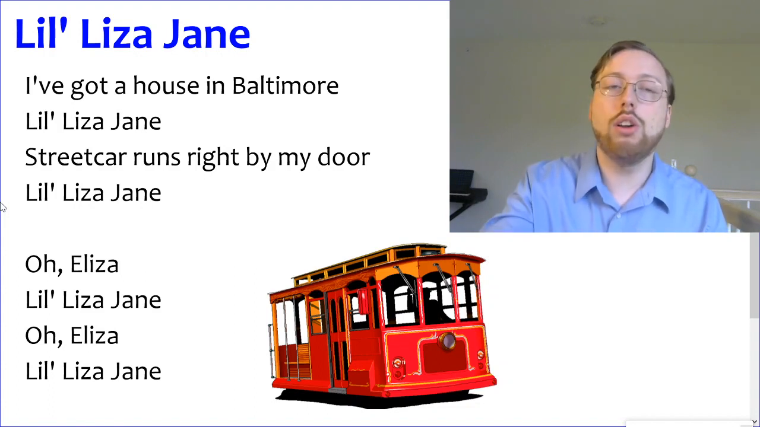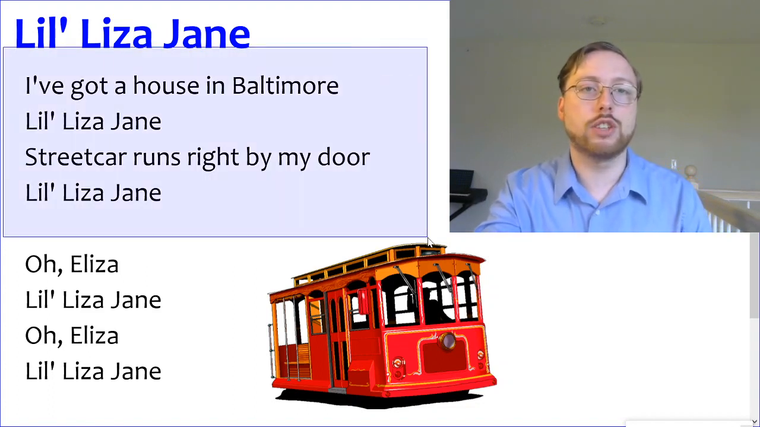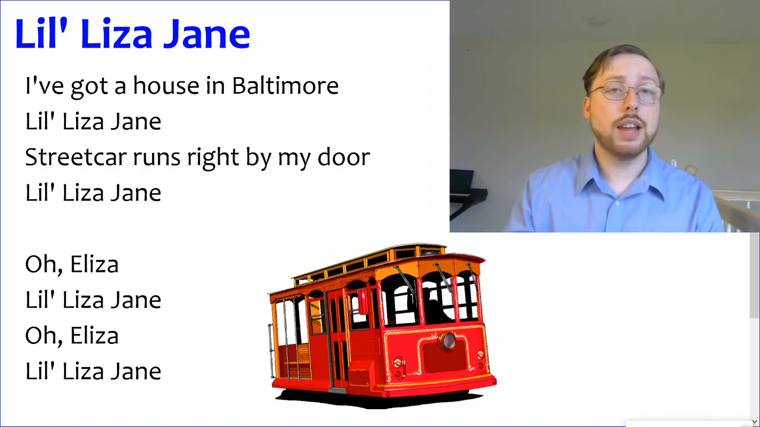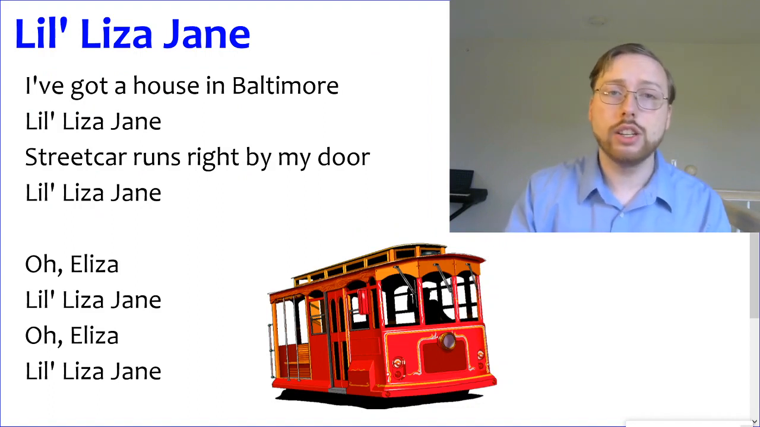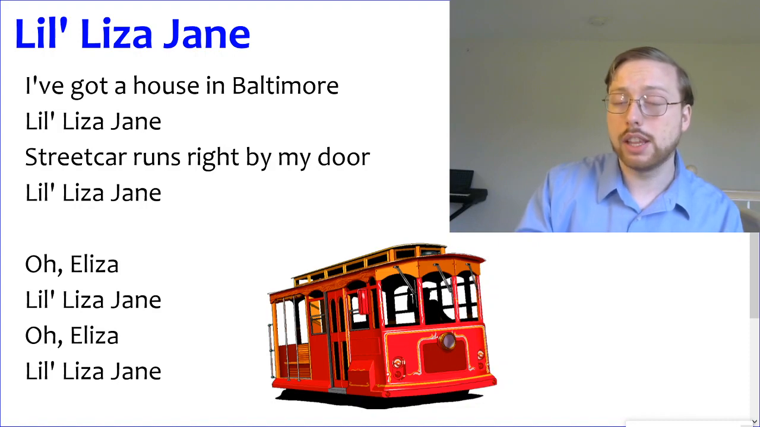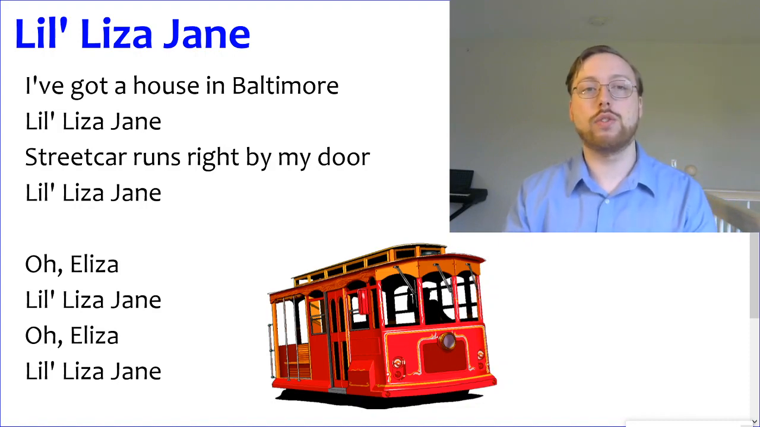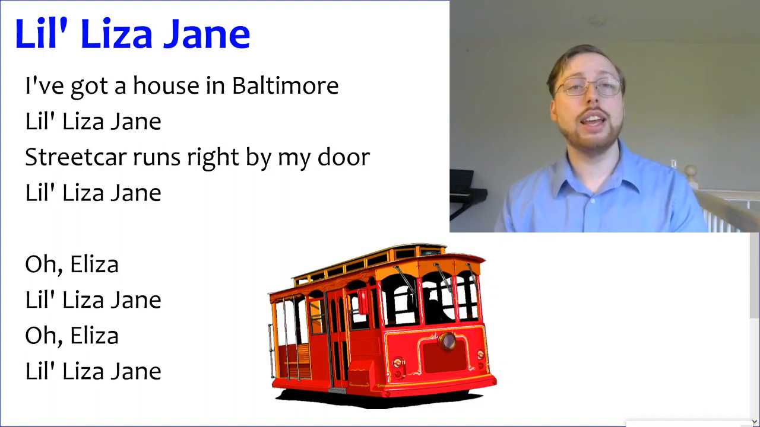Let's try the whole first stanza together, the first four lines. So again, it's, I've got a house in Baltimore. And the third line is, streetcar runs right by my door. Let's see if we can add the second and fourth line as well. Ready? One, two, ready, sing.